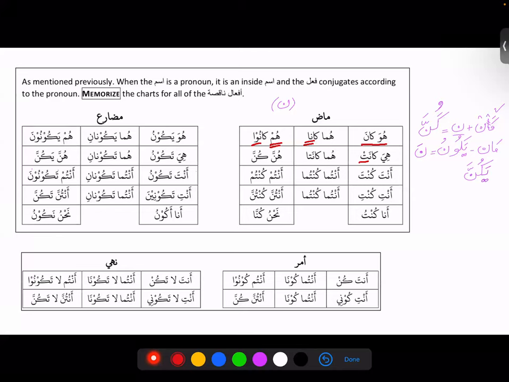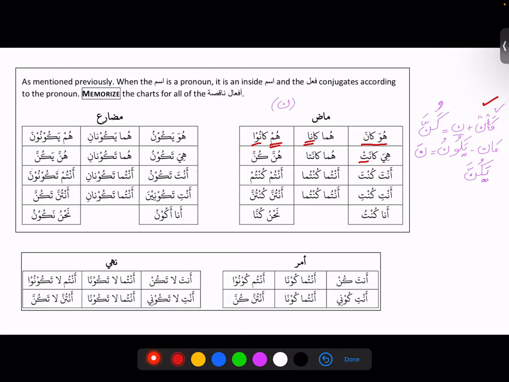Huma kanata, again alif for dual. Now hunna, we are expecting something different, right? And that is kunna. How does it become kunna? You have kana, the regular huwa version.